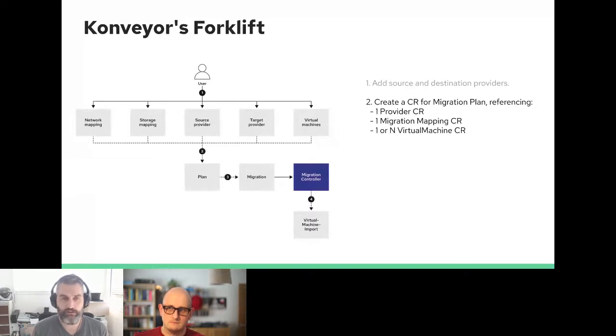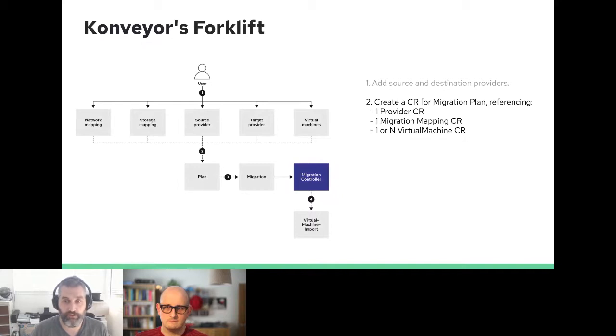Then, when we are ready, we create a migration. The migration is the instantiation of the plan for execution. So it will have all the status of the different VMs migrating. And if some of them are failing, you can actually restart the plan by creating another migration, and only the VMs that have not been migrated successfully will be migrated again. So this provides an easy way for retries.